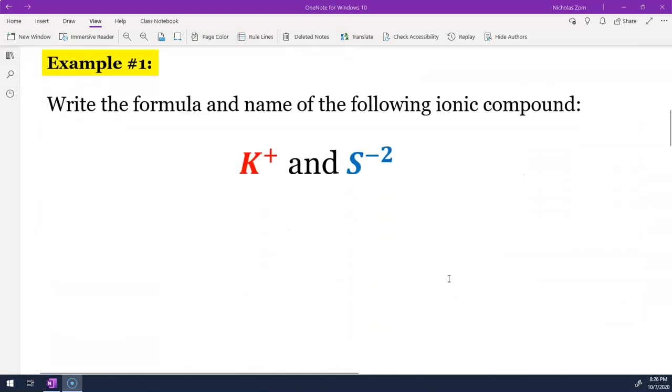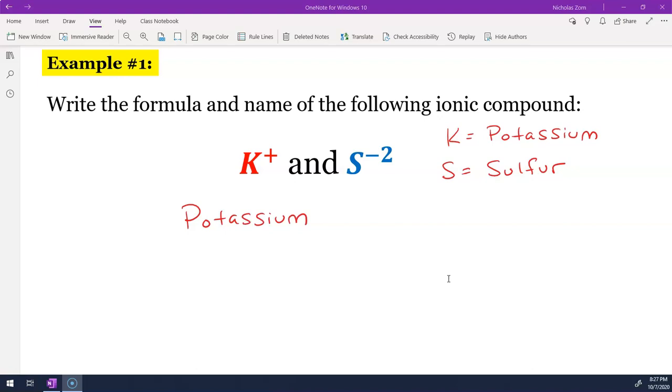All right, let's look at another example. It says write the formula and the name for the following ionic compound. So K on the periodic table is potassium. S on the periodic table is sulfur. What we would do first is make sure that we're writing the cation first. So potassium. And instead of sulfur, it will be sulfide.